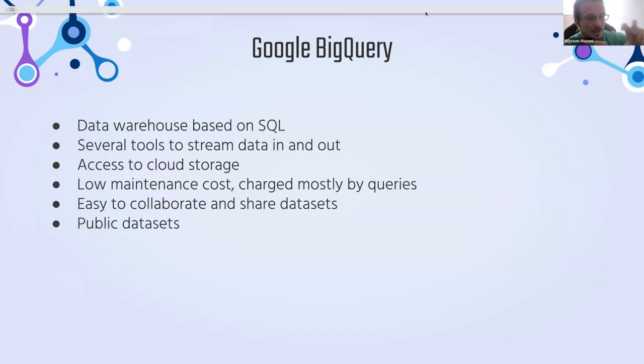So it's very easy to collaborate and share data sets. If you create data sets, you can share them with another person, or another group of people. You can share with the whole internet, like we did here with some of our data sets I showed you. And you can also have access to public data sets that are shared by companies or by Google themselves.